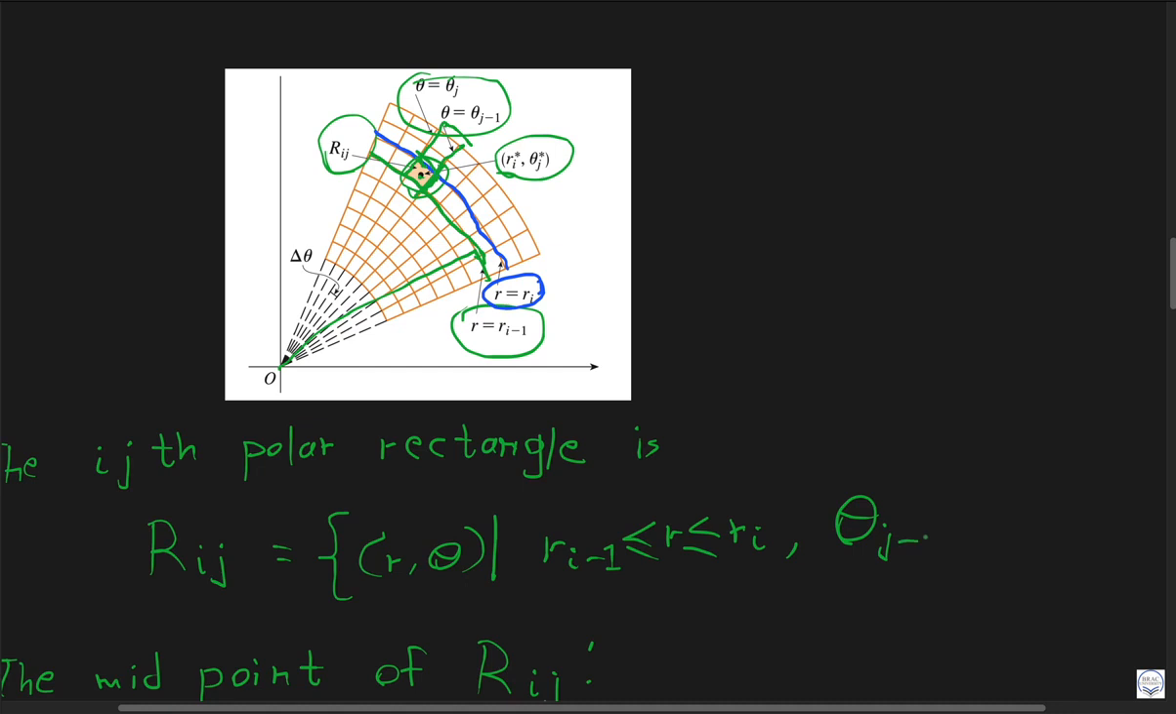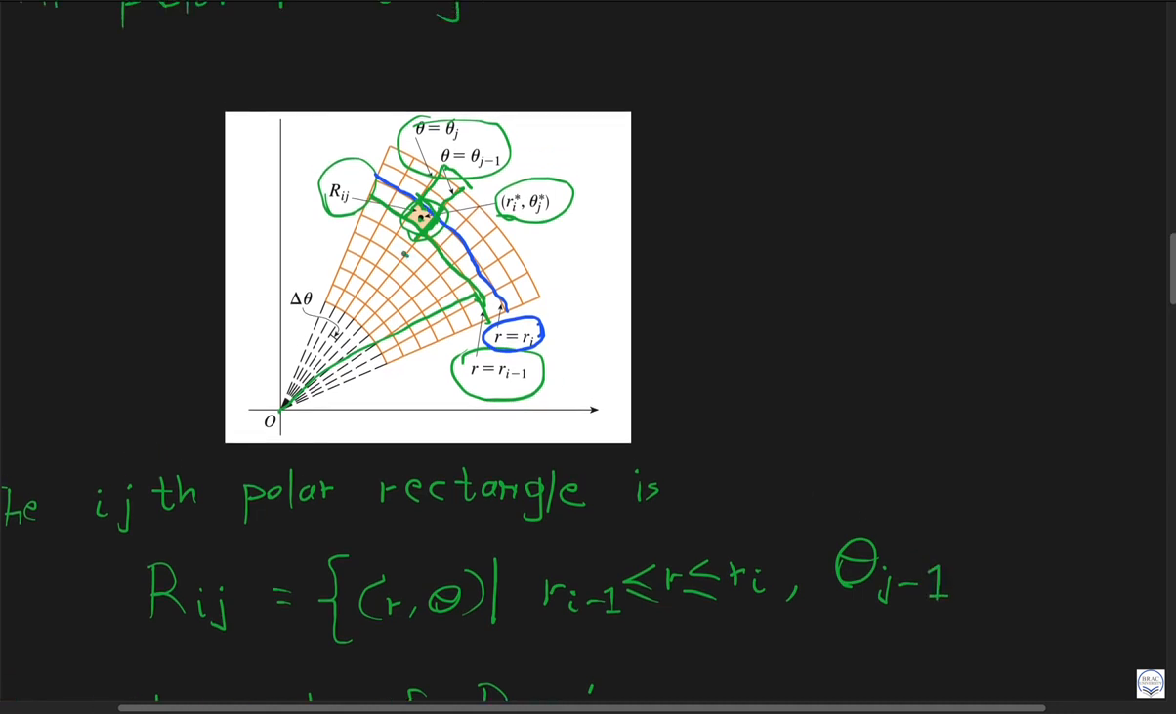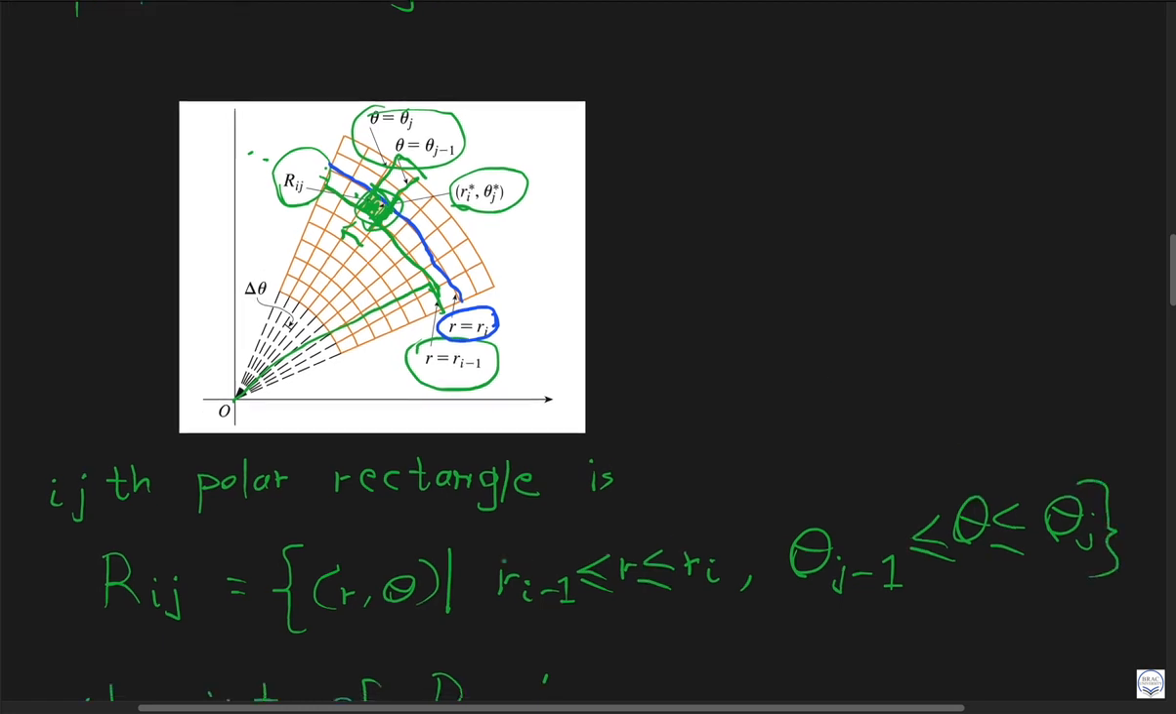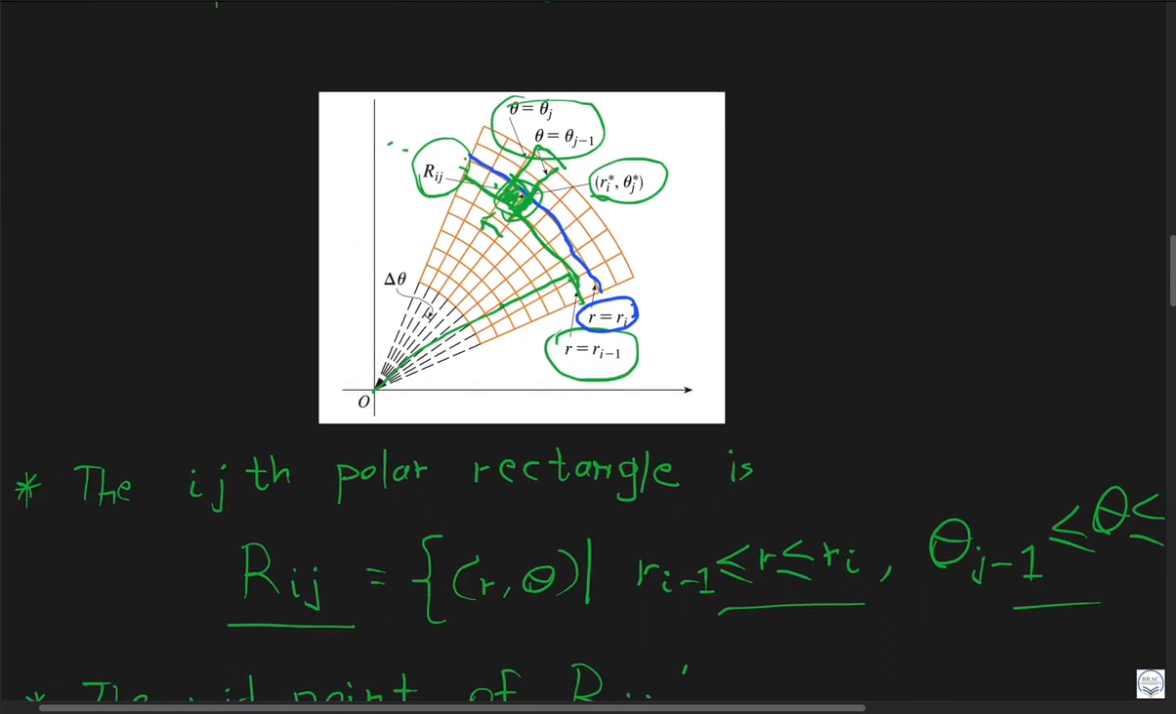We have theta j minus 1. So theta must be greater than or equal to theta j minus 1 so that it lies in this region. But it must not exceed theta j, because if it did, then it will lie somewhere along here, which is outside our region of interest. And all these points which have polar coordinates r and theta satisfying these two inequalities will collectively form this region, and we'll call it Rij, the ijth region of this rectangle.